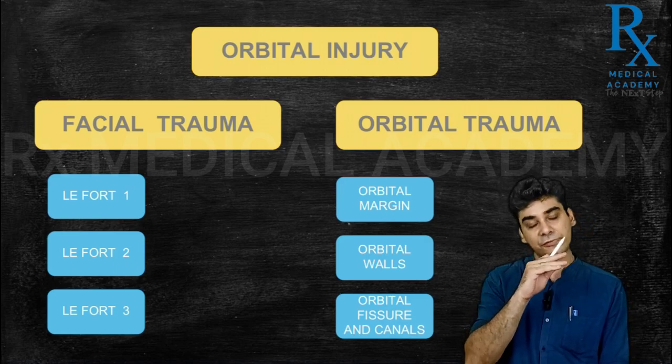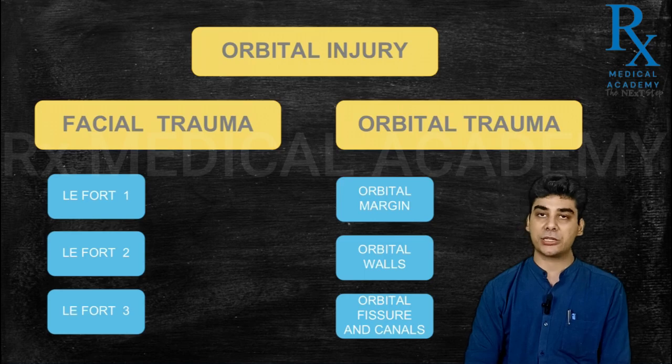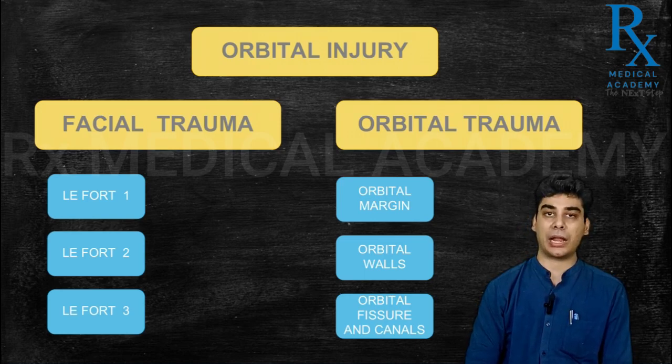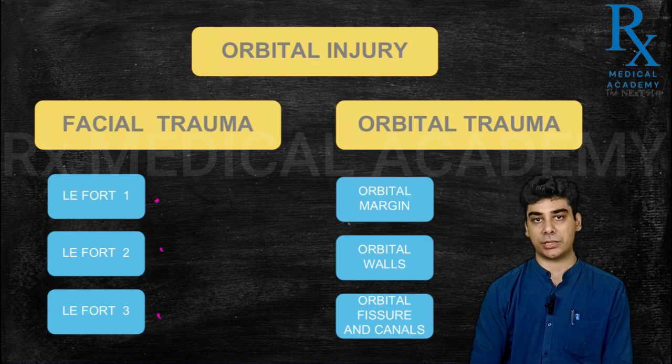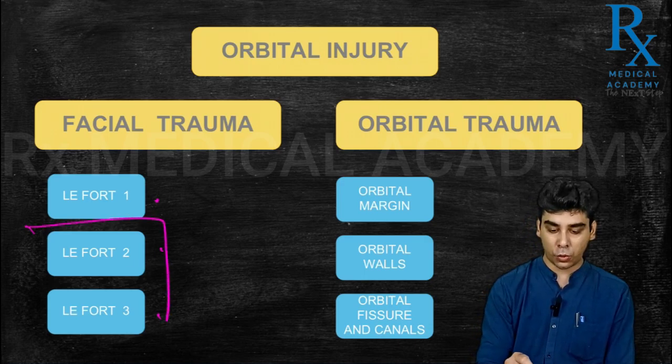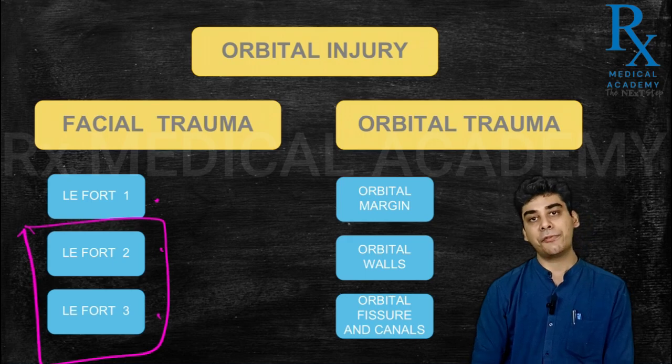Now, first let's speak about the facial trauma cases. There are three kinds of fractures in facial trauma. इसकी classification Le Fort ने दी थी हमको. So we have Le Fort 1, Le Fort 2 and Le Fort 3 kinds of facial fractures. In facial trauma, orbital involvement सिर्फ Le Fort 2 और 3 में देखी जाती है. Le Fort 1 में कोई भी orbital involvement नहीं होती है.